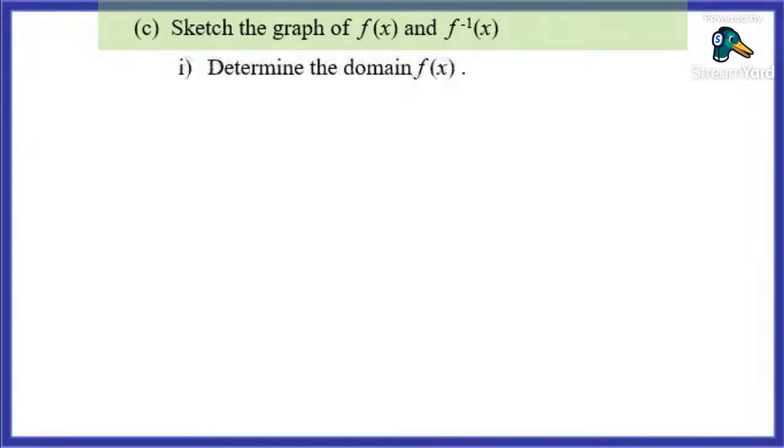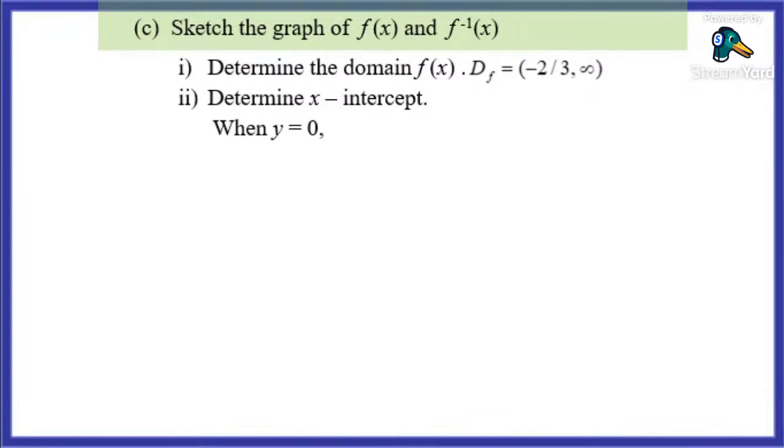So nak lukis log, kita first kali step dia sama juga macam biasa, domain dulu. So domain kita dah ada daripada negatif 2/3 sampai infinity. And then cari x-intercept. Untuk log, you cari x-intercept. So when y equal to 0, x equal to apa dia? So y equal to natural log of 3x plus 2. So 3x plus 2 is equal to e to the power of 0, which is equal to 1. So x is equal to 1 minus 2, negative 1. Negative 1 divided by 3, negative 1 over 3. So you dapat point negative 1 over 3, 0.